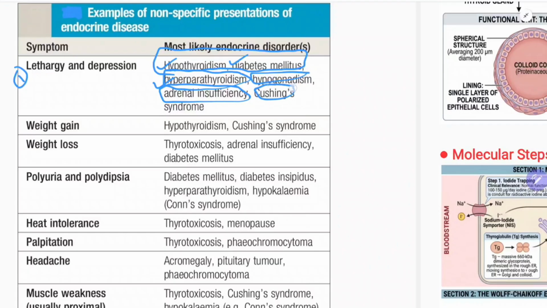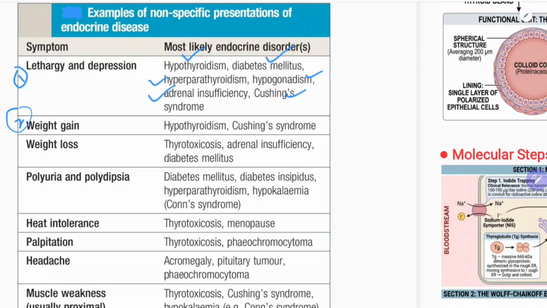Hypogonadism, Cushing syndrome. So see here, as I have discussed, this is something related to thyroid gland, this is something related to pancreas, this is something related to parathyroid gland, this is something related to gonads. Okay, this is something related to adrenal gland, this is something related to adrenal gland. So any disease of thyroid or pancreas or adrenal gland or gonads can produce lethargy and depression.